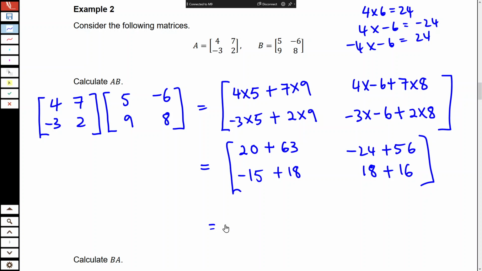Okay, be careful with negative signs. So if I multiply a positive number by a negative number, my answer is negative. On the other hand, if I multiply a negative number by a negative number, I end up with a positive.